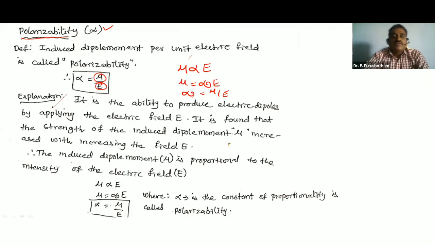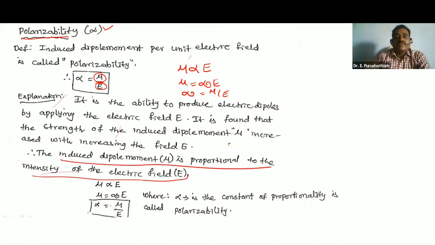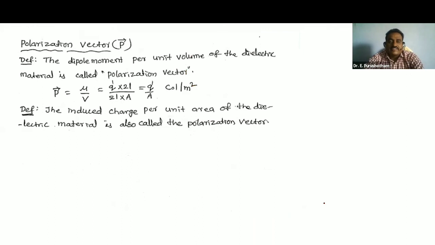Explanation. The induced dipole moment is proportional to the intensity of the electric field. So mu is directly proportional to E. So mu is equal to alpha into E. Alpha is equal to mu by E, where alpha, the constant of proportionality, is called polarizability. Alpha is the polarizability.